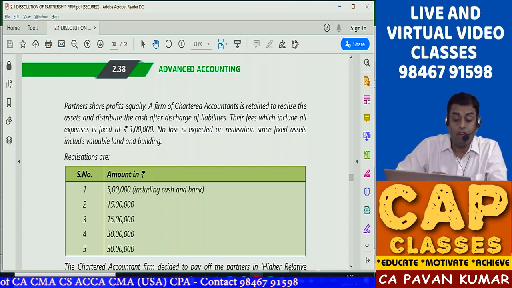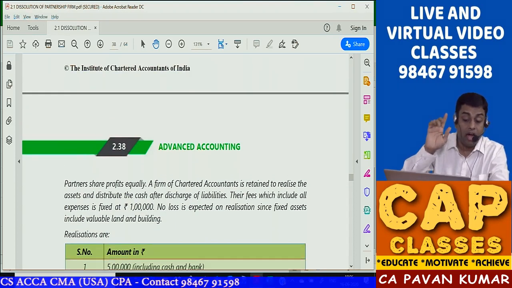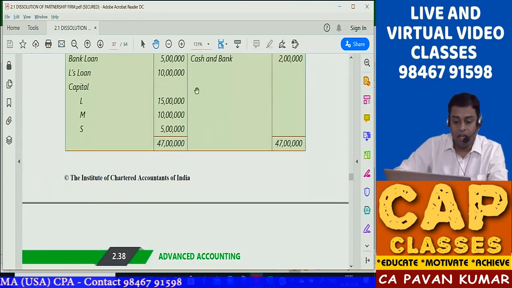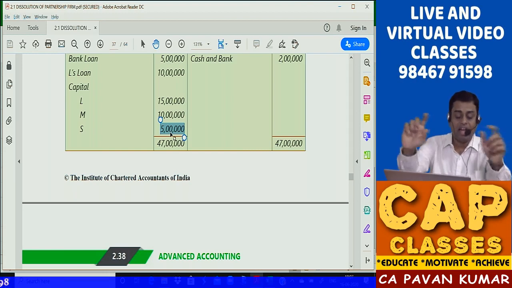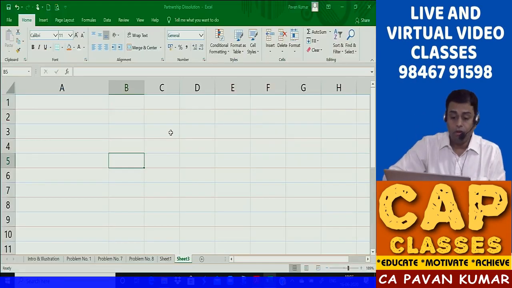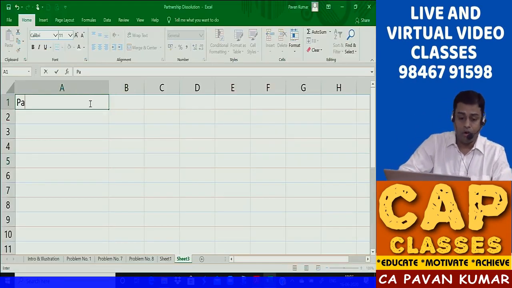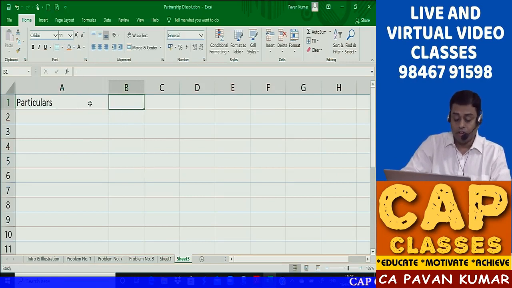Partners share profit equally, but their capitals are 15 lakhs, 10 lakhs and 5 lakhs. So we have to do the excess capital method, the higher excess capital method. So let us start with working note 1. What is working note 1?